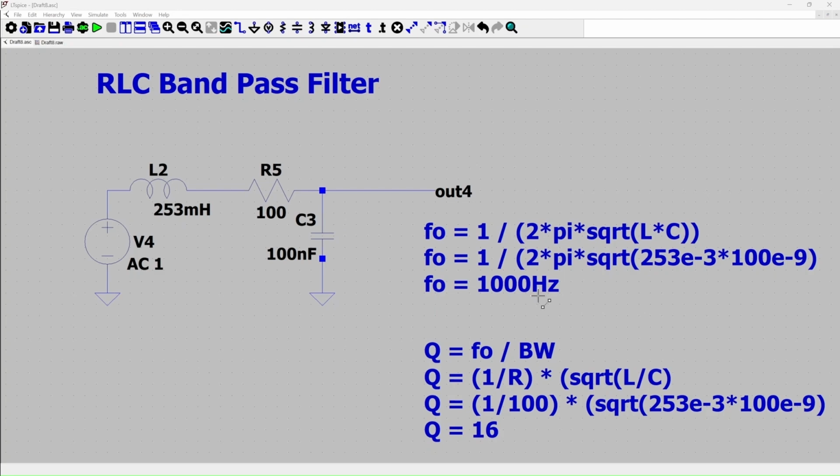There's another characteristic of a filter called quality factor, which decides how tight this filter is, how spiky the response of this filter is. So Q is defined by the center frequency divided by the bandwidth of the filter, and it's governed by the formula 1 by R multiplied by square root of L by C. When we plug these numbers, we get a quality factor of 16, which is very high, which means the filter's response will be very, very spiky, and at this frequency, that is 1000 hertz, there's going to be a big resonance in the filter. So let's run this simulation and see whether this is indeed working or not.